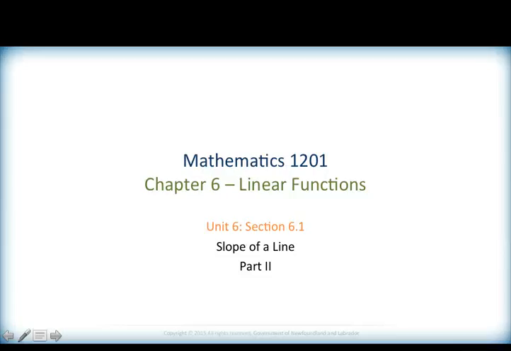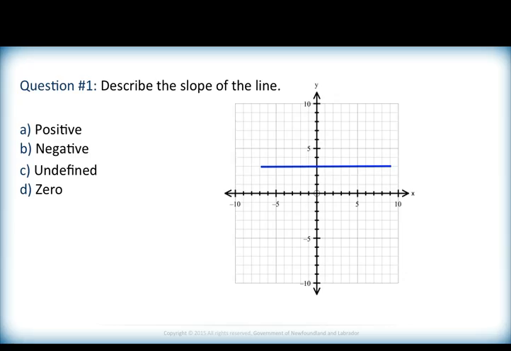In this lesson, we will look at questions that continue on from Part 1, Section 6.1, Slope of a Line. Question 1. Describe the slope of the line. We need to determine if it is positive, negative, undefined, or zero.